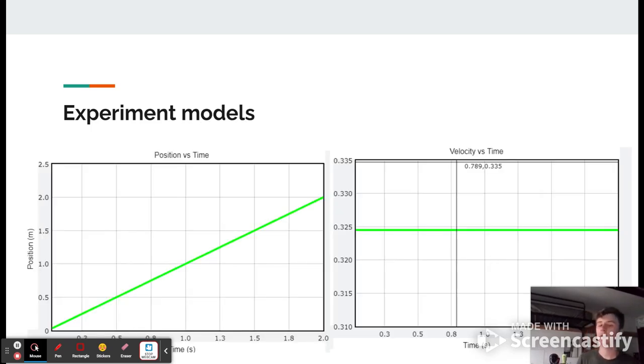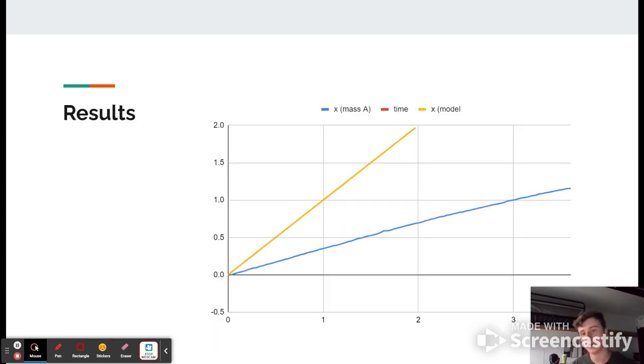These are the models. Again, that one-to-one slope in the position versus time graph as it moves roughly a meter per second, or a third of a meter per second. And then the velocity versus time graph shows that it's constant velocity at that 0.325 meters per second.